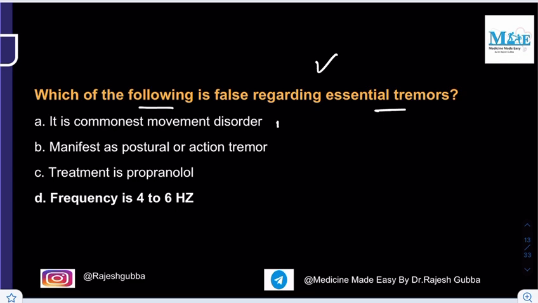So yes, among the various movement disorders, the commonest movement disorder is essential tremors. It will manifest as postural or action tremors, and the drug of choice will be propranolol. And what will be the frequency of this essential tremor? It is not 4 to 6 hertz. It is 6 to 10 hertz. That will be the frequency of the essential tremors. Okay, right. Drug of choice will be beta blocker, that is propranolol.